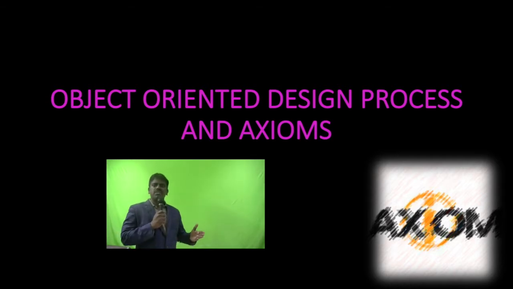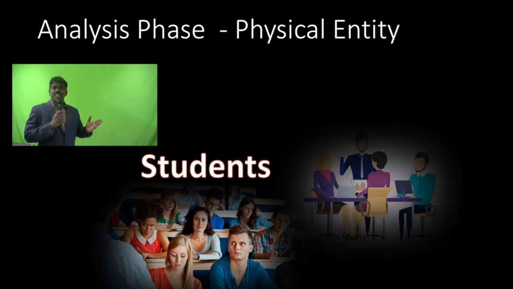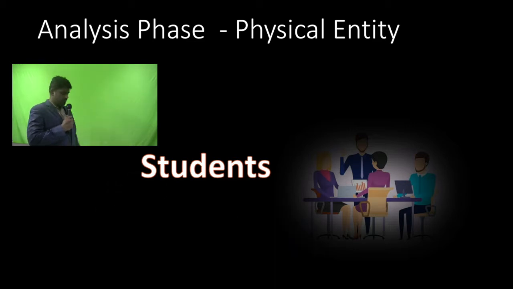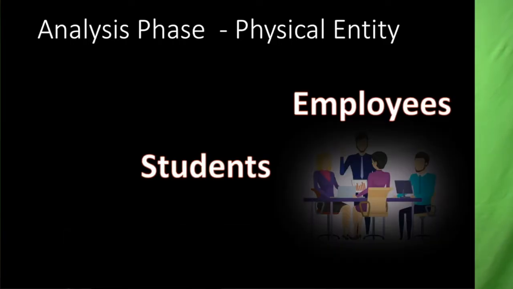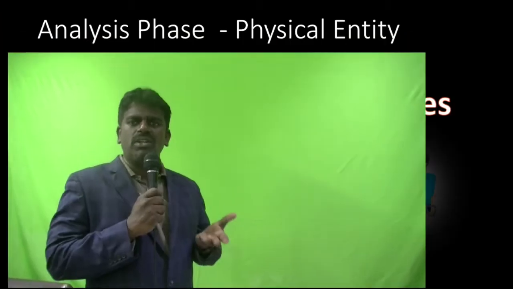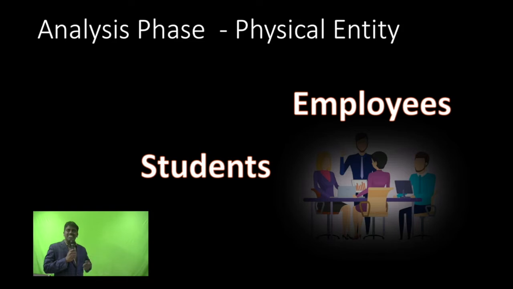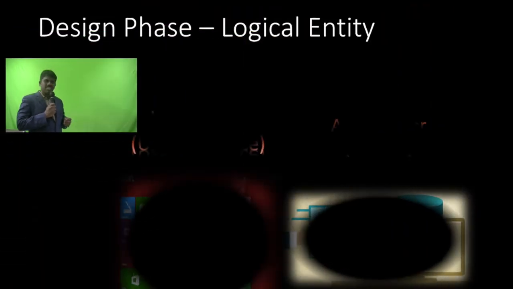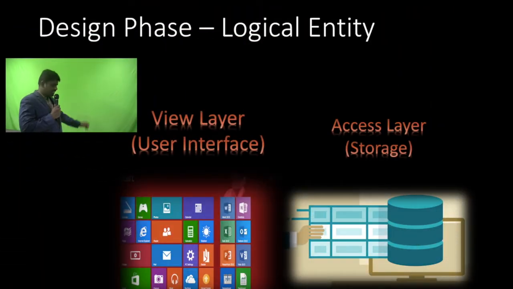Before going deep into this chapter, I want to tell you about what the analysis phase and design phase are. The analysis phase is none other than identifying only the physical entities. For example, in any application, if you are dealing with employees, customers, students, or a system, all these things we can call physical entities. But what about the design phase? We are identifying the logical entities.